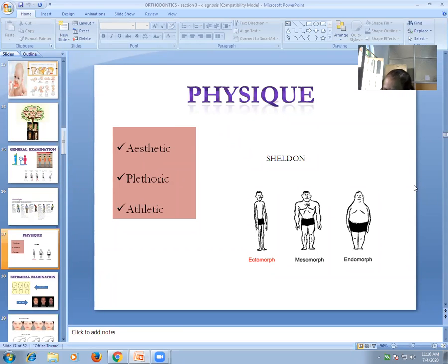Why is it important to know whether mesomorph, endomorph or ectomorph? According to several studies, they have learned that if a patient is an ectomorph, that means the patient has a very thin body, there are more chances of the patient having a narrow arch and anterior crowding. If the patient is endomorph or has a fat body, we can expect a broader arch.